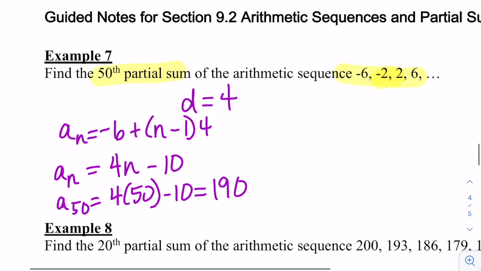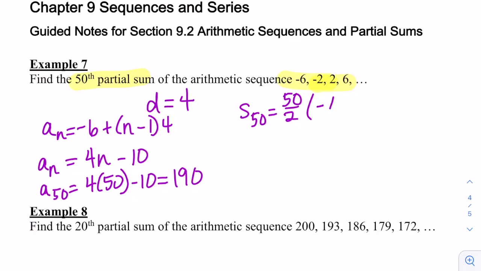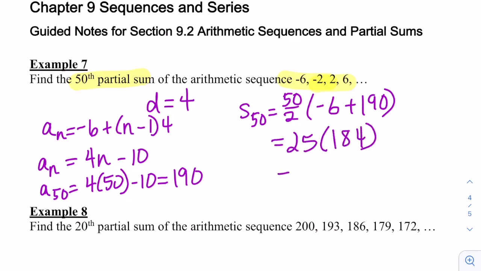So let's find the sum of those 50 terms. We're going to have 25 pairs, right? 50 divided by 2. Multiply that with the sum of -6, the first term, and the last term. So it's really just 25 times 184, and that equals 4,600.